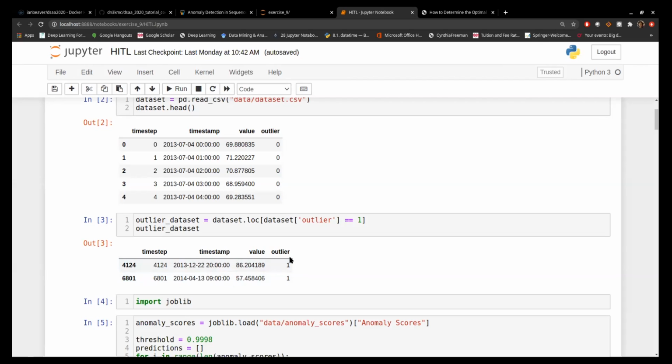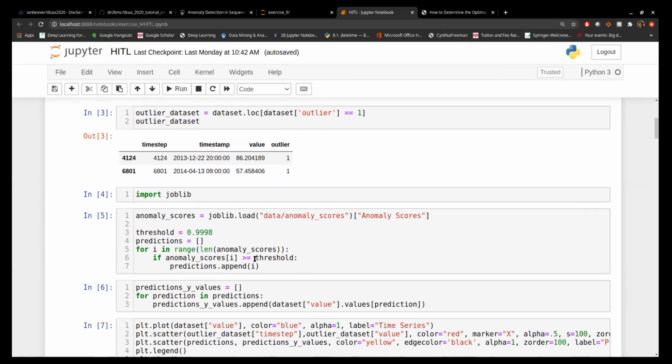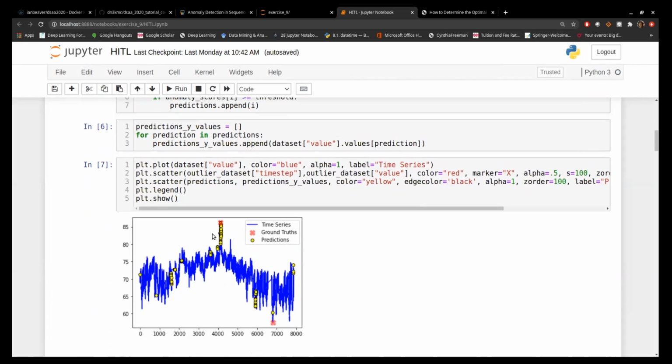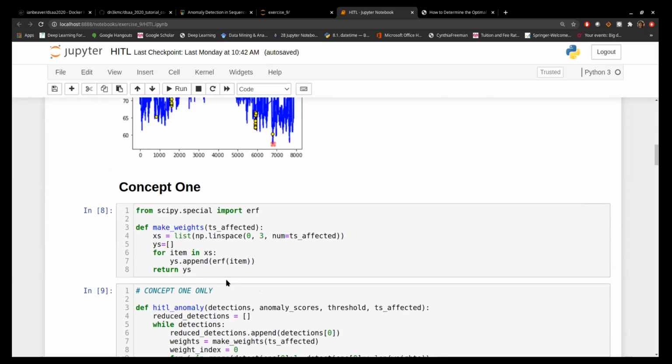And I'm going to arbitrarily choose an anomaly score threshold and an anomaly detection method, which in this case is Facebook Prophet. I already have the anomaly scores produced from this method, so I'm just going to load them up using the Python library joblib and obtain predictions by comparing the scores produced by Prophet against this threshold. And I plot the time series in blue, and the red crosses are the ground truth anomalies, and the yellow circles are the predicted anomalies produced by Prophet. So concept 1 involves removing clusters of predictions.